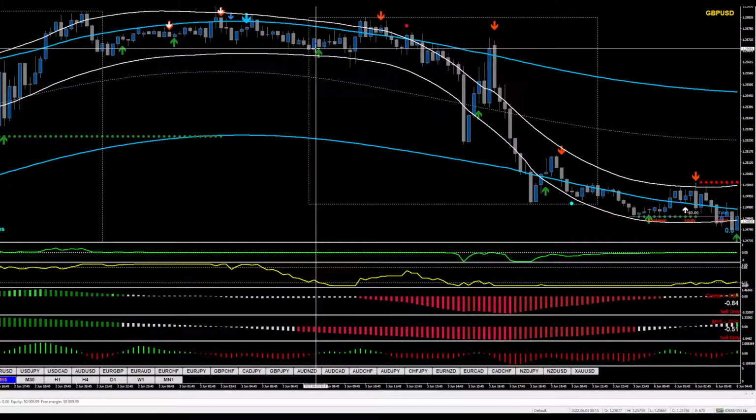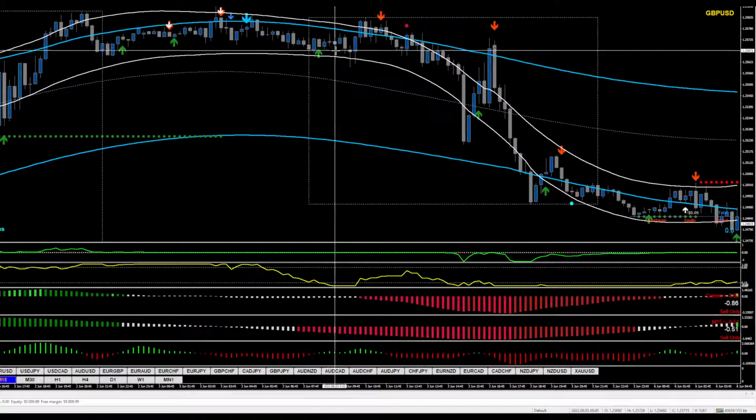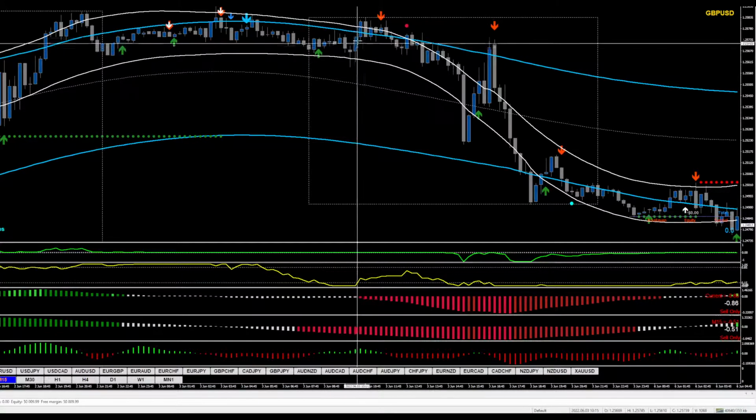So that was like, what was it, 1 hour, 2 hour, 2.5 hours. So it was 30 minutes into London session when we had the entry. That's perfect. So you only sit here for a couple of hours, take your entry, set your stop loss, and go to bed.